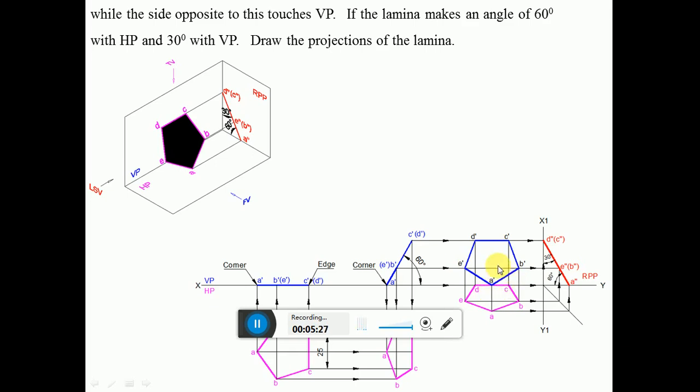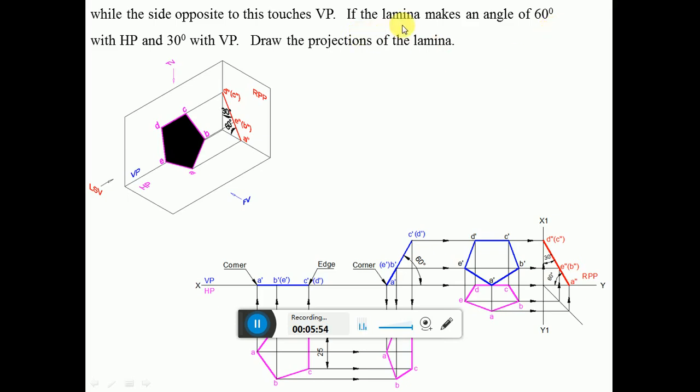So this is a case wherein the surface is inclined to both HP and VP. Obviously that surface is going to be perpendicular to the profile plane. So we know that from the third position of the introduction of lamina, when the surface is inclined to both the planes, then obviously that surface is going to be perpendicular to the profile plane. Only in the profile plane can we see the inclination with respect to both HP and VP.